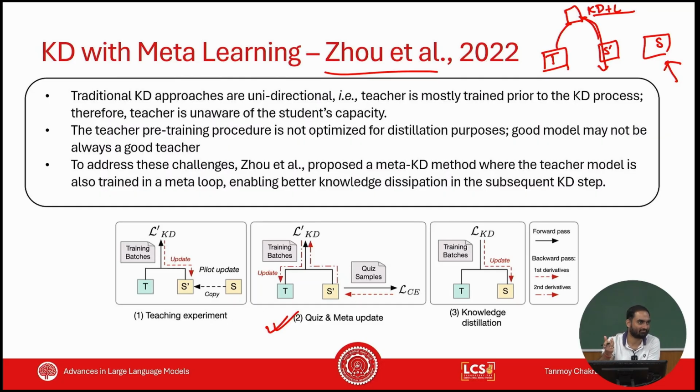You measure the loss or the error, and that error gets back propagated end to end through student till teacher. Now this cross entropy loss is the loss on the quiz data based on the performance of the student model, right? This loss gets back propagated end to end to teacher.